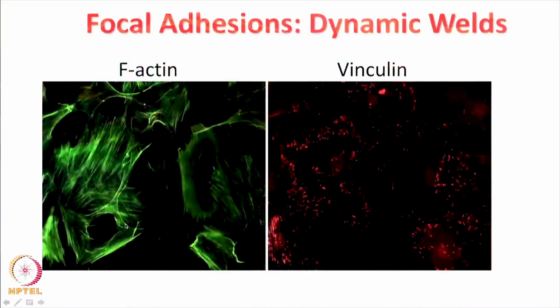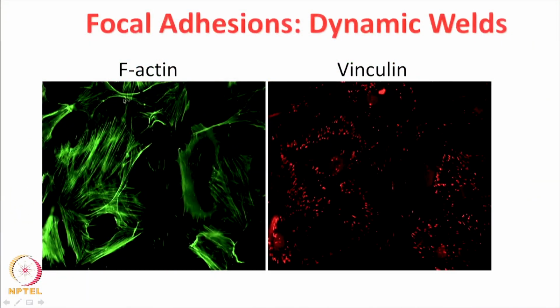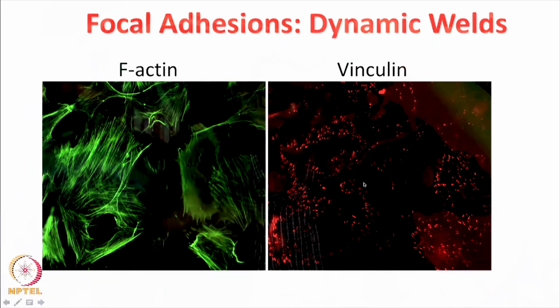This is a picture I had earlier shown of cells stained for F actin. Underneath each cell you have these red dots. These are the adhesions, the positions at which the cell is physically connected to the substrate or the extracellular matrix. Once again, for the cell to be dynamic, these adhesions are also dynamic in a way that they constantly turn over.